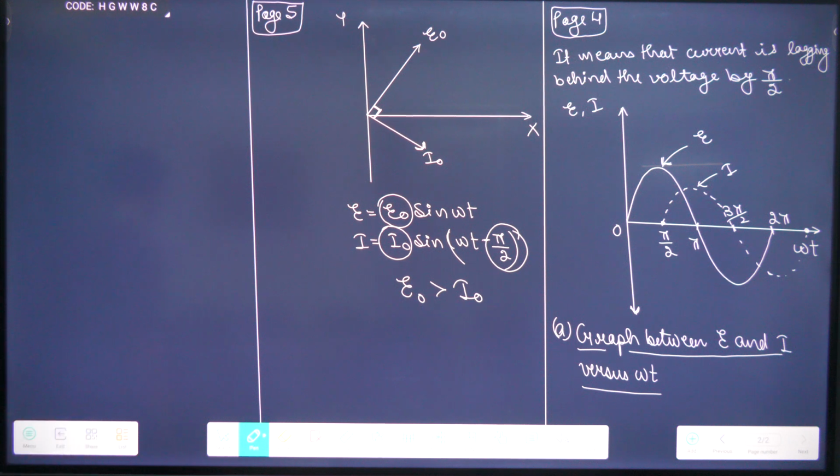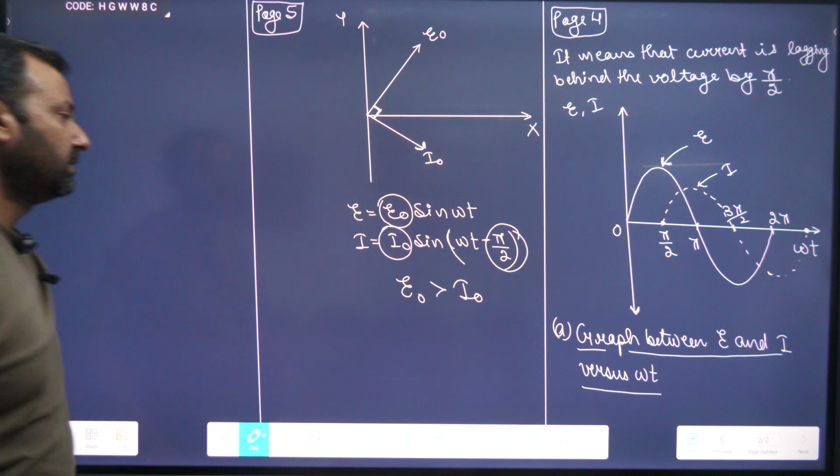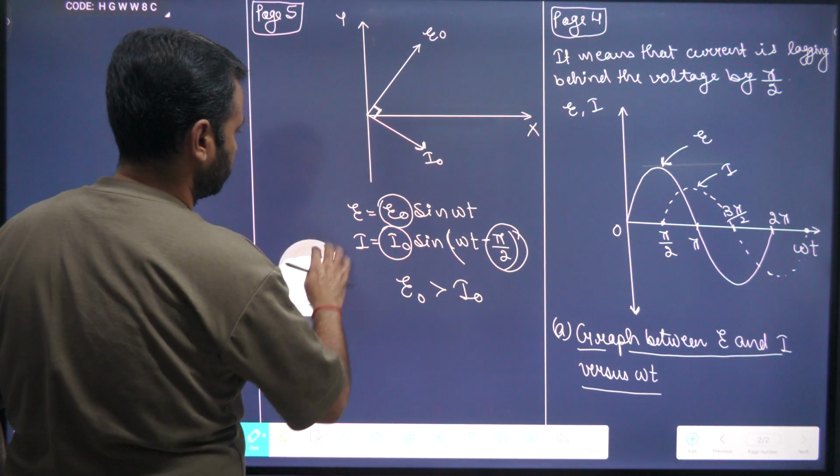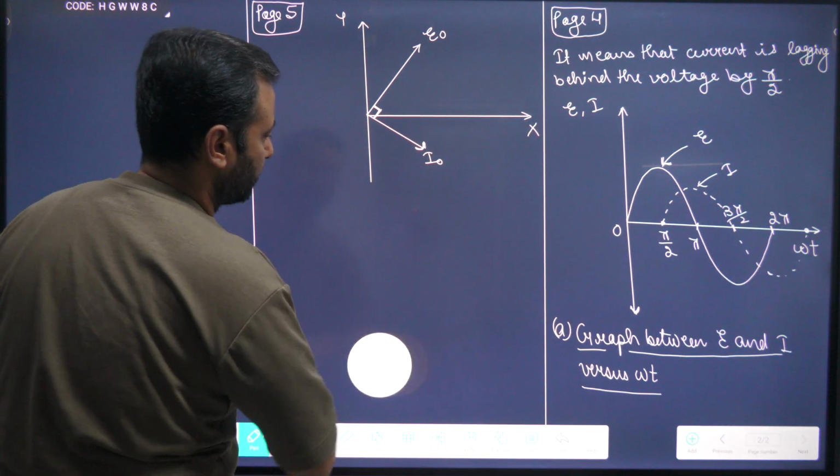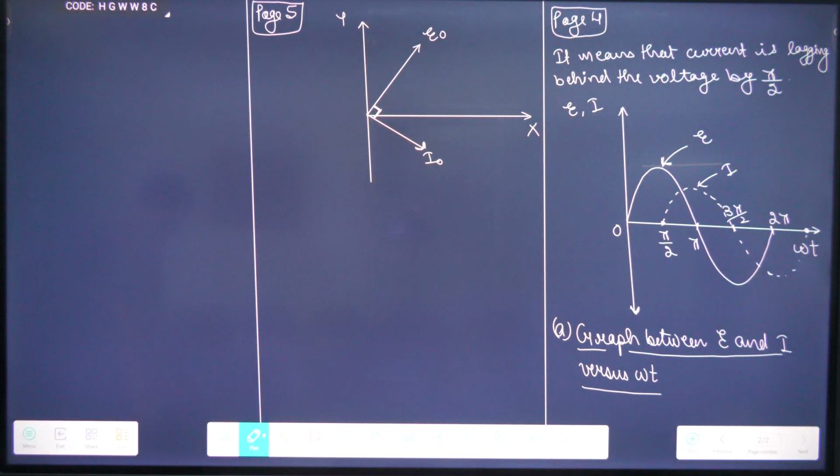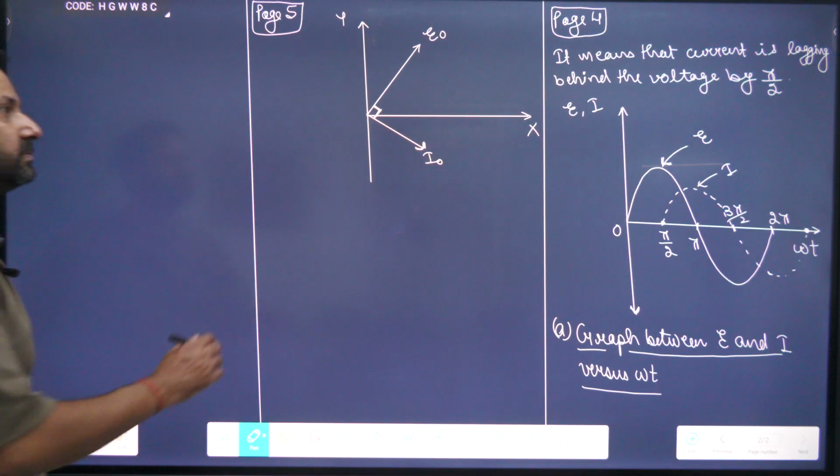Now the next we are going to do is the capacitive circuit. Next topic, we are on page number 14 of your notes: AC circuit containing only a capacitor.